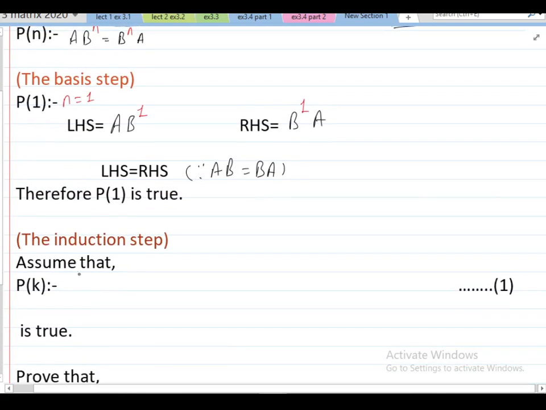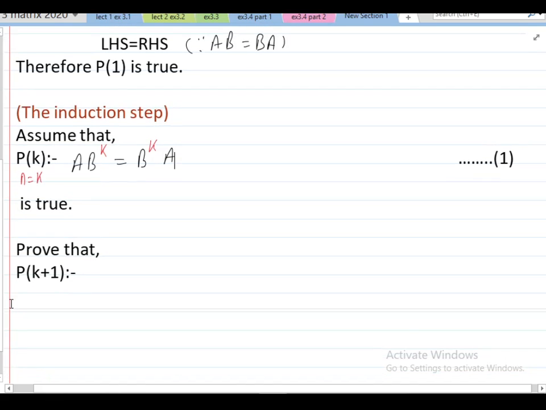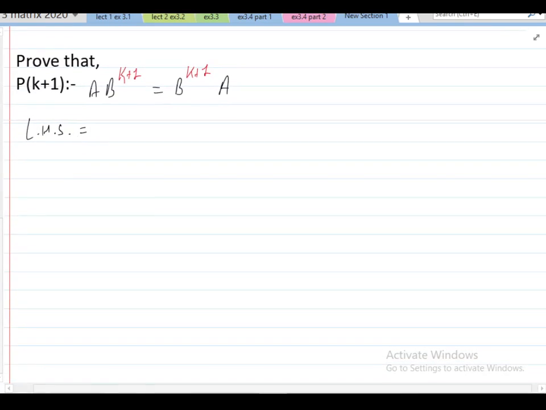Now the induction step. P of k: n equals k, so AB raised to k equals B raised to k A, is true, and we have to prove AB raised to k plus 1 equals B raised to k plus 1 into A. Start from the left hand side, without any fear; I am with you. Left hand side is AB raised to k plus 1, or we can say A B raised to k into B raised to 1.